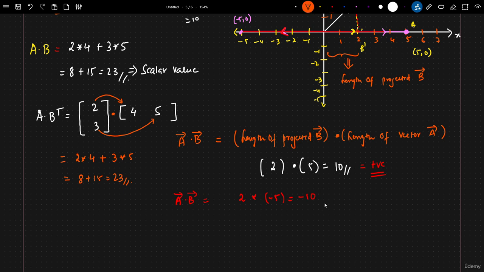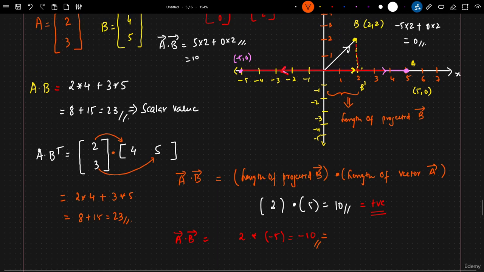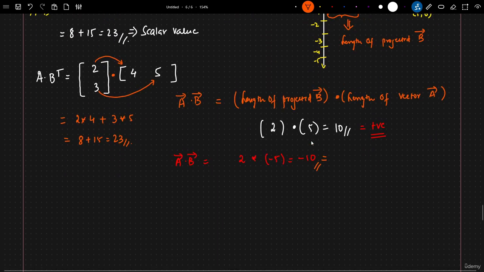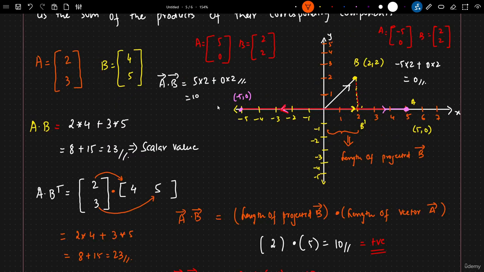Now here you can see, why do I get -10? Because the vectors are in opposite directions. This particular vector is in this direction, and this vector is in this direction. So when they are in opposite directions, I'm going to get a negative value. Okay. Now guys, I will take one more example. Let's consider that my B vector is nothing but 0, 2. Okay, 0 on the x-axis and 2 over here. So this will basically be my vector.